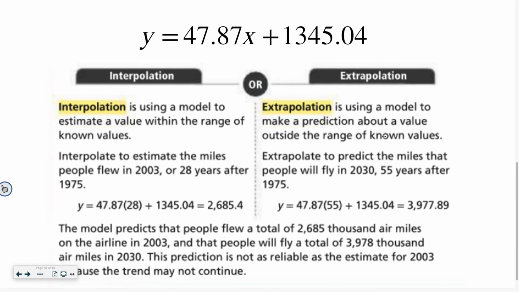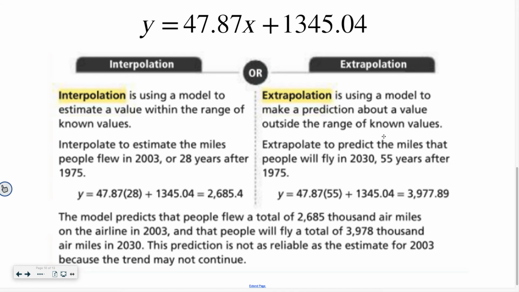Okay, so now that I have that equation, let's talk about interpolation versus extrapolation. Interpolation is using that model, that equation, to estimate a value within the range of known values. So the question asked, estimate the number of miles people flew in 2003. Well, we have information from 1975 all the way through 2015. So 2003 lands between those years, so that's why this is considered interpolation. It is between the given X values.